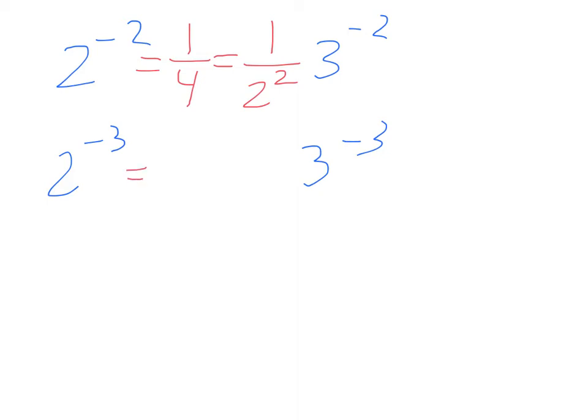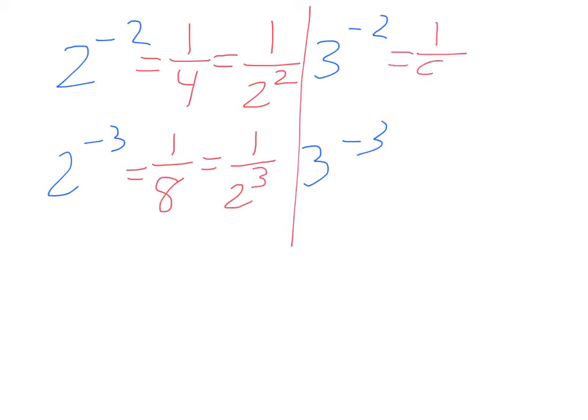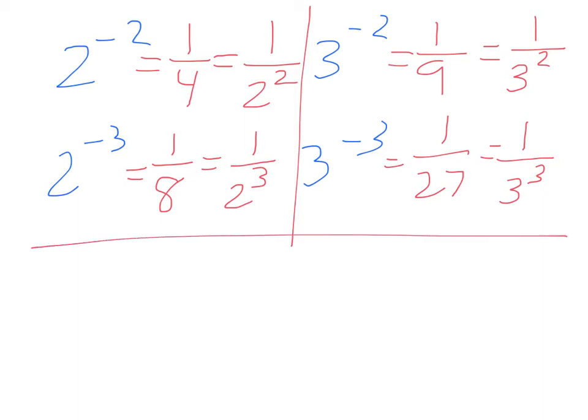We said 2 to the negative third was 1/8. But what's 8? 2 cubed. We said this was 1/9, but what's 9? 3 squared. We said this was 1/27, but what's 27? 1 over 3 cubed. Now, if you're noticing the pattern, then you're ready for the rule.